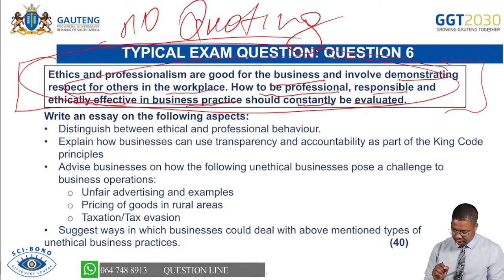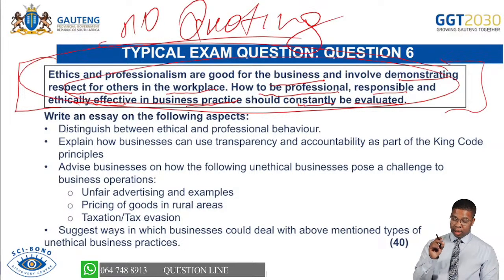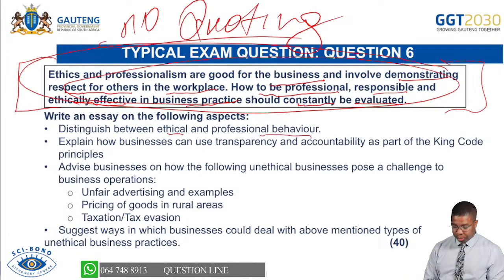We don't quote anything. Now, write an essay on the following aspects. That's where you start. The essay on the differences between ethical and professional behavior. You should know the differences. And then explain how businesses can use transparency and accountability as part of the King Code principles. Then advise businesses on how the following unethical businesses pose a challenge to their business operations.